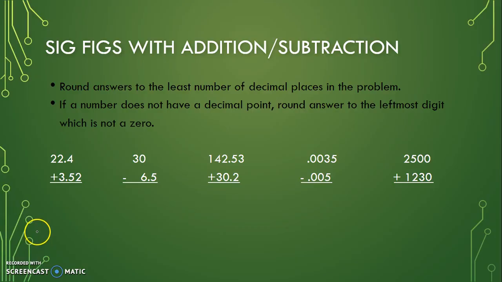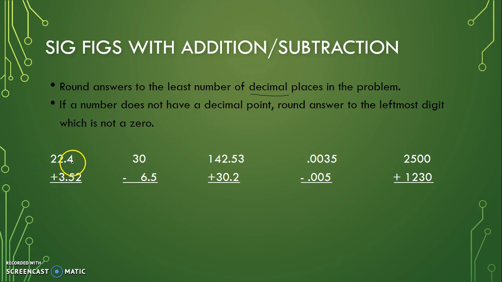So our first rule has to do with addition and subtraction. Now, unfortunately, different math operations have different rules. So when you're doing addition and subtraction, your rule is that you're going to round your answers to the least number of decimal places in the problem. So as long as you have a number with decimals in it, it's all about the decimals. So let's do this first one to explain that rule.